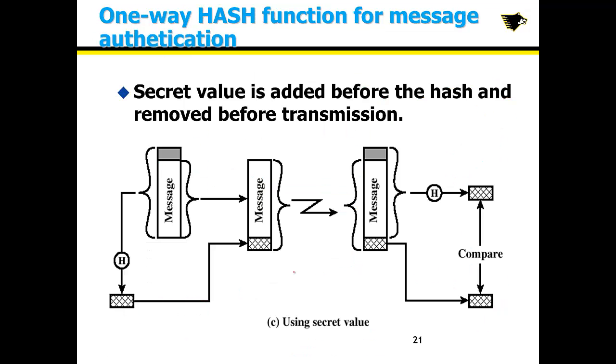The third way is to use a secret value. We don't have encryption or decryption here. We just have a secret value, we call it S. This S and the message are combined together as the input of the hash function. Then we get the hash value. This hash value will be attached to the message, then sent to the receiver.